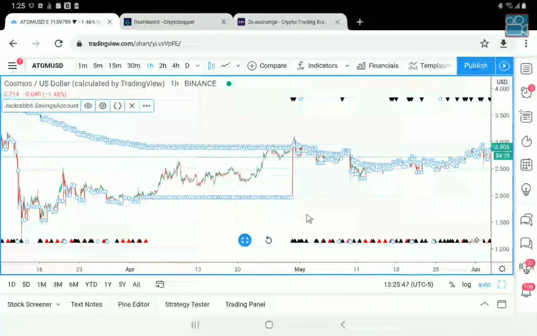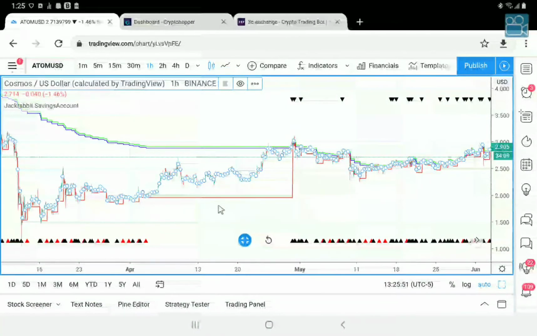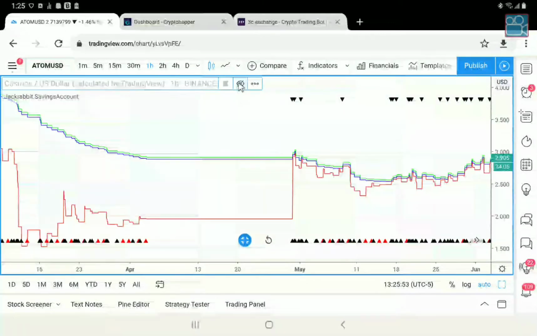And now we see, let's go ahead and hide this. All of these red triangles are where the sideways breaker disrupted that sideways channel, that rut. Now right here you'll notice it's not working.